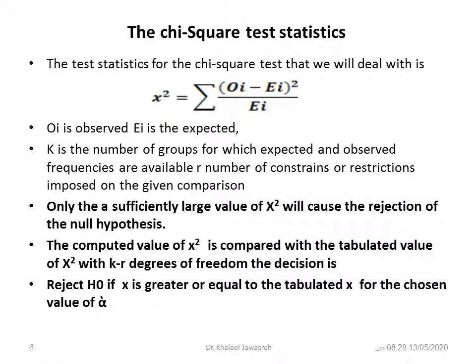This is how we deal with chi-square values and compare them with the tabulated chi-square value. If the chi-square value that results from this equation, observed minus expected squared over expected, is larger than the tabulated one using the degrees of freedom K minus R, we can conclude that the null hypothesis will be rejected and we will accept the alternative hypothesis. That means there is a significant difference between the observed and the expected, and we can conclude significant differences between the treatments.